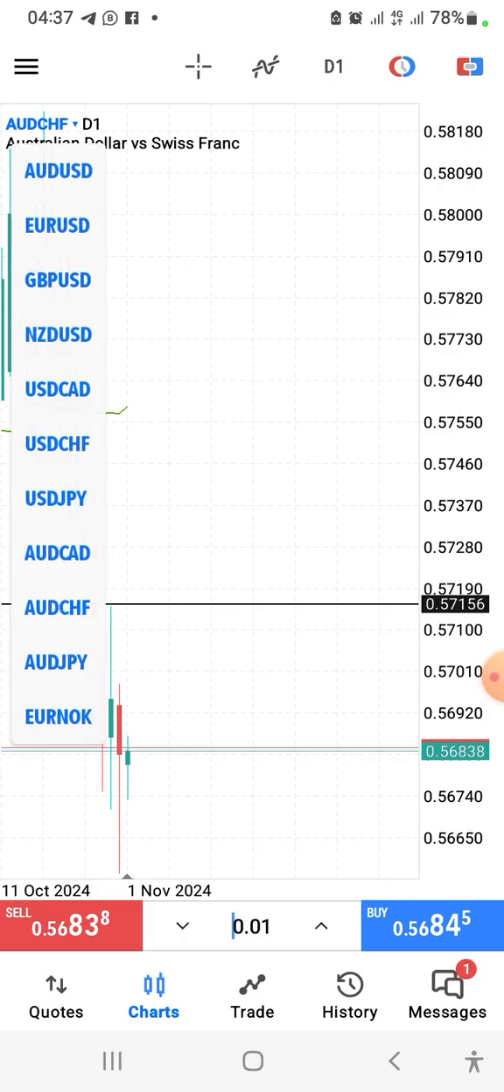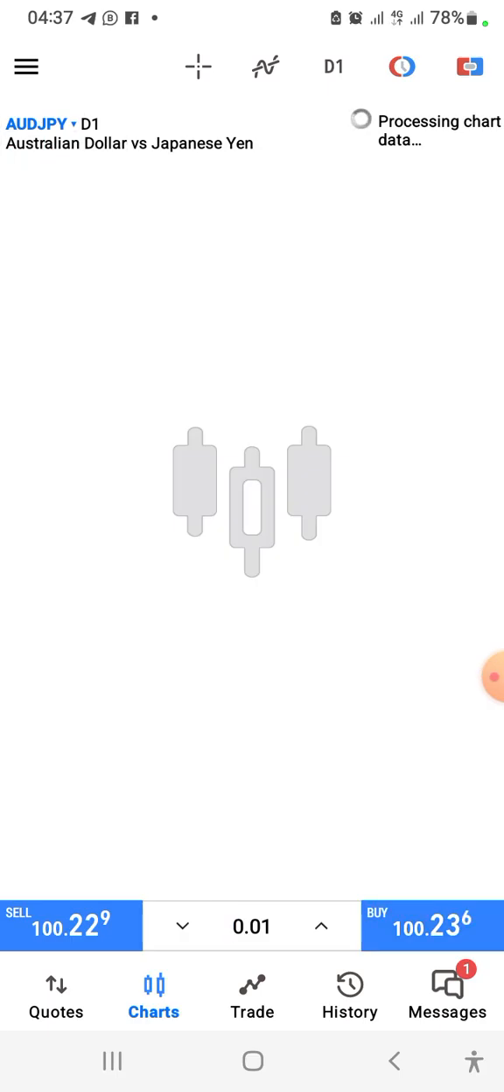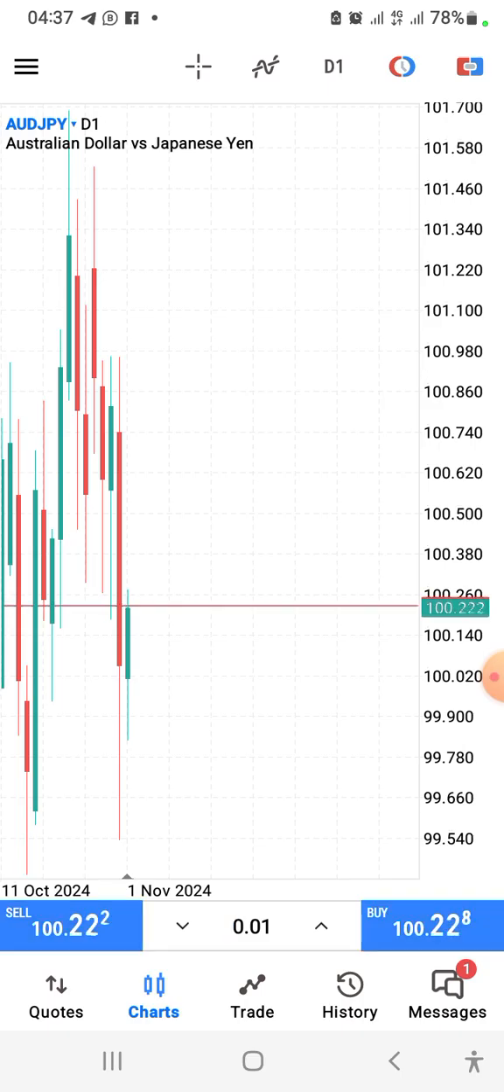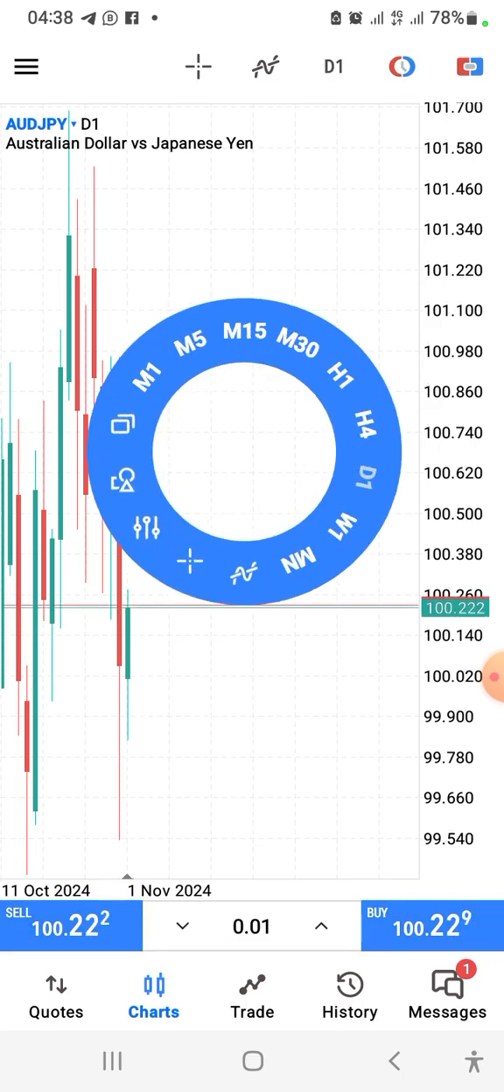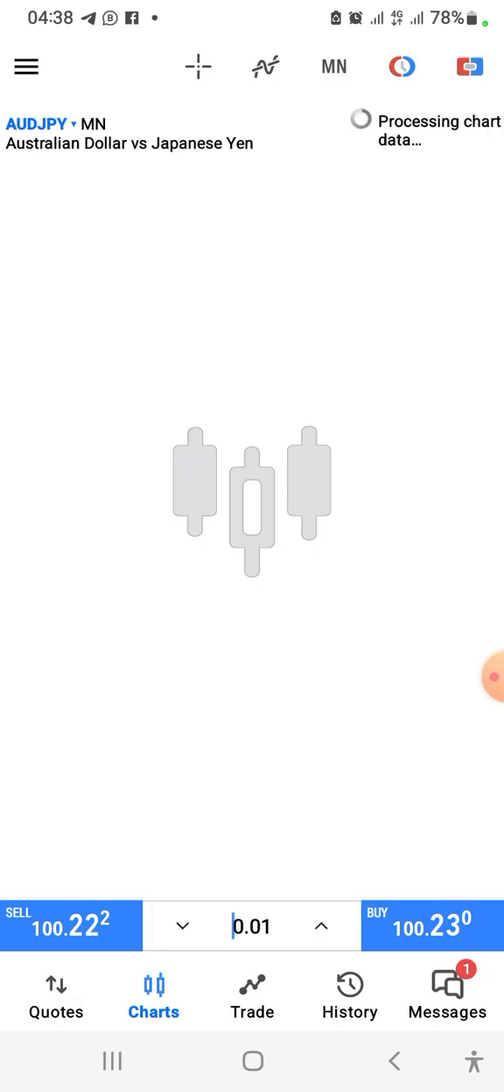So the last pair we'll be looking at is the Australian dollar, Japanese yen. Let's see what is happening at the moment.